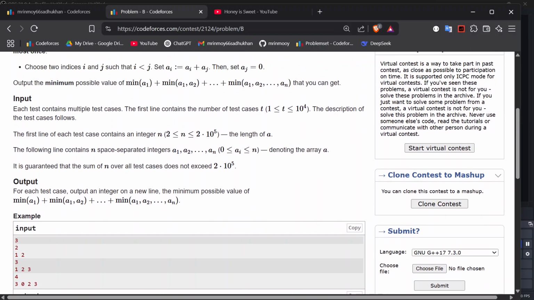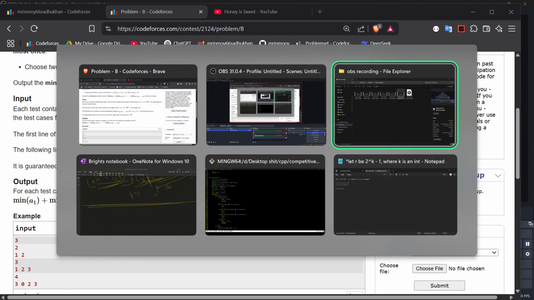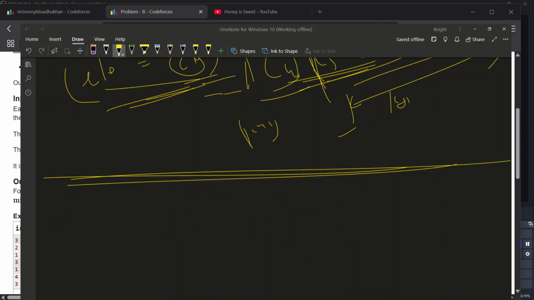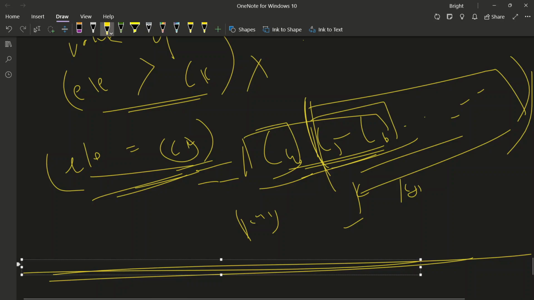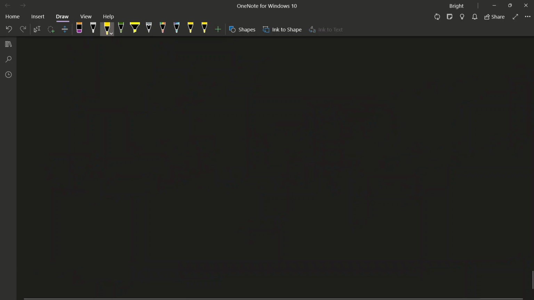So the question is, let me read the question again. Okay, कोई बात नहीं. I shall discuss it. So as usual, जैसा कि ABC में होता है, you have n and you have an array A: A1, A2, A3, A4, and so on up to AN.